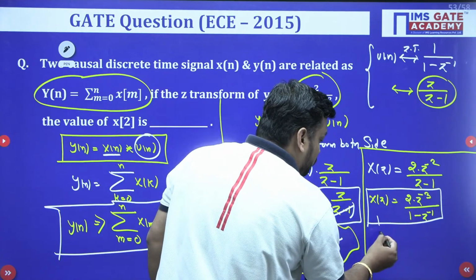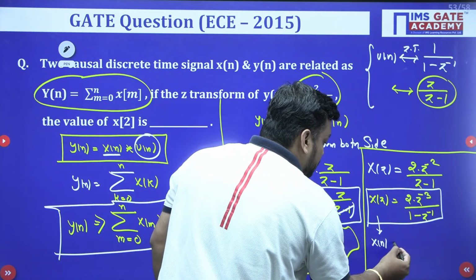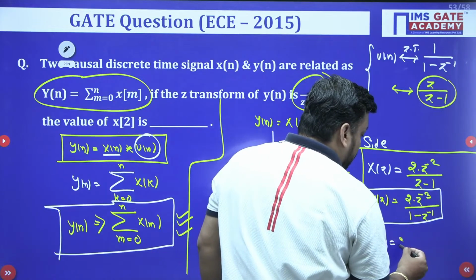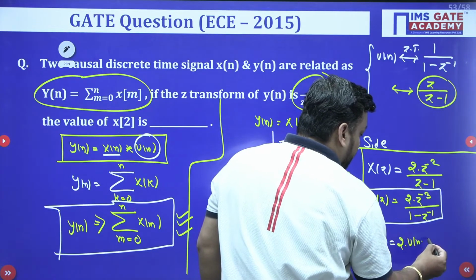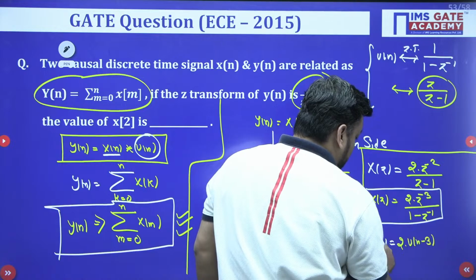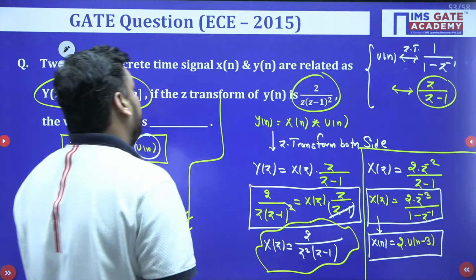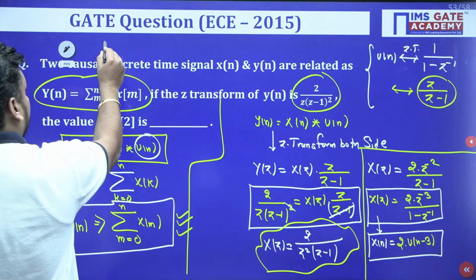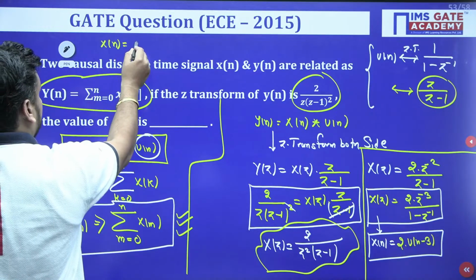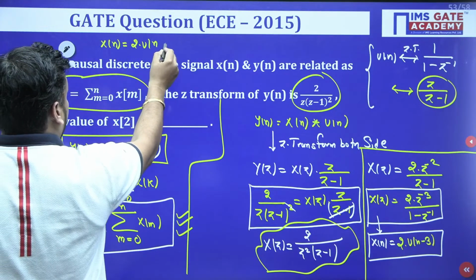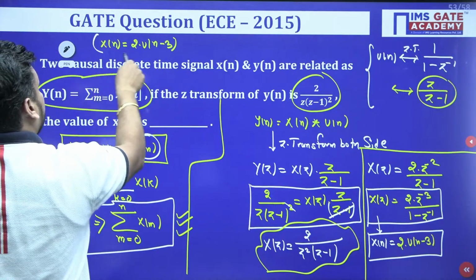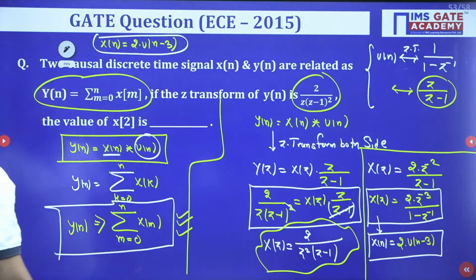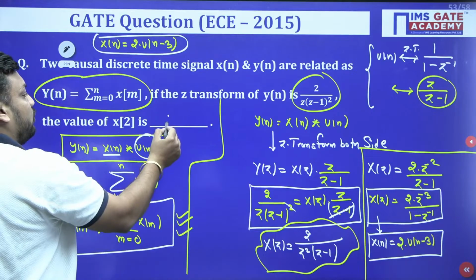So it means your x of n value will be what? It means your x of n value will be twice into u of n minus 3. This is your x of n value. The examiner is asking for x of 2 value. Answer is 0 for sure.